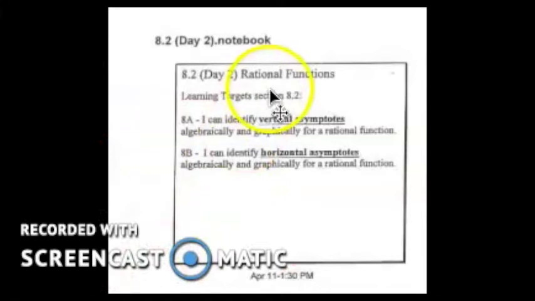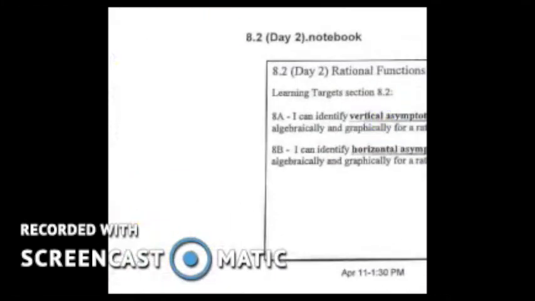The 8.2 notes look like this. They are boxed and tabled. We are going to go down to the third box. In this third box, we have a graph that goes this way and a graph that goes this way.